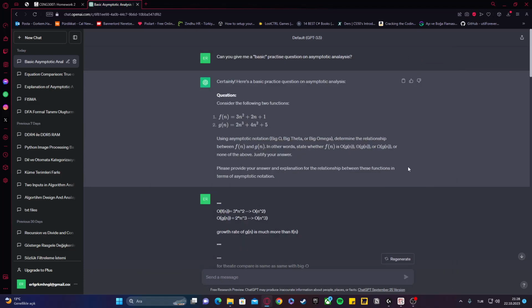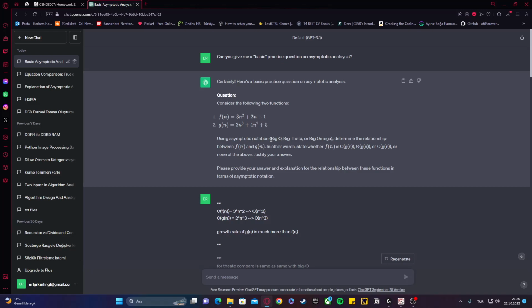This is my second homework of algorithm design and analysis. Here the topic is asymptotic analysis, and ChatGPT gave me this question. f(n) equals 3n over 2 plus 2n plus 1. g(n) equals 2n over 3 plus 4n over 2 plus 5.